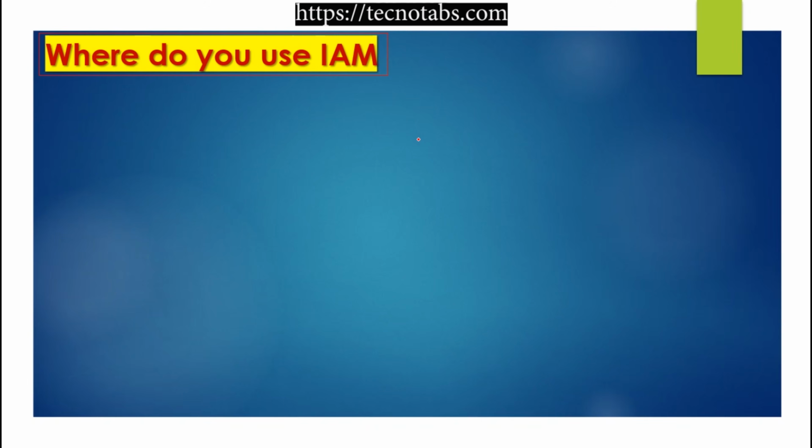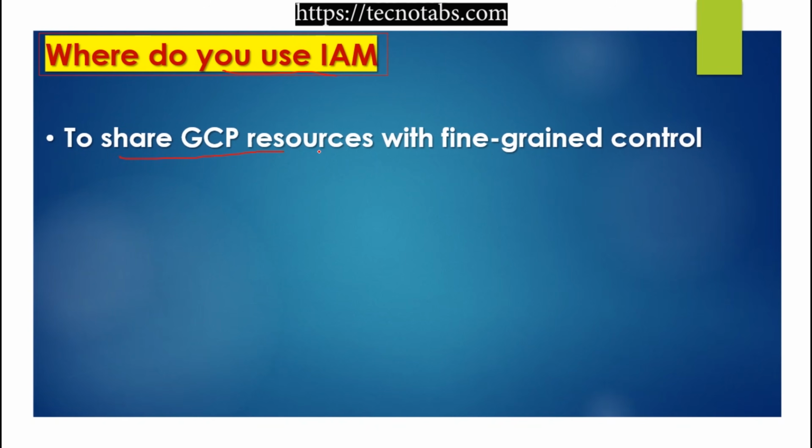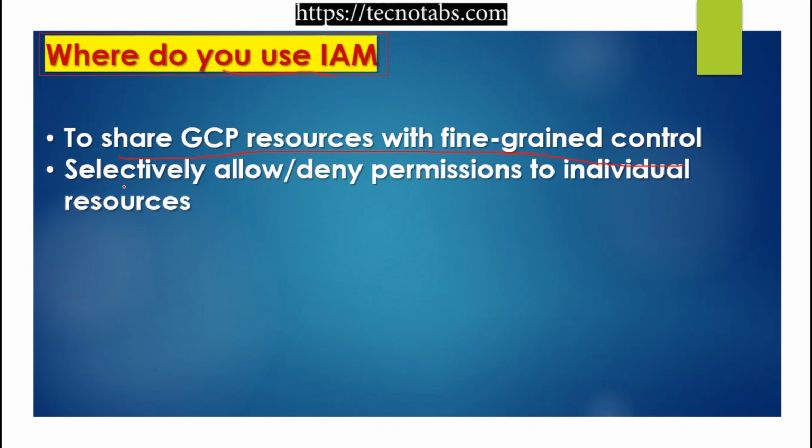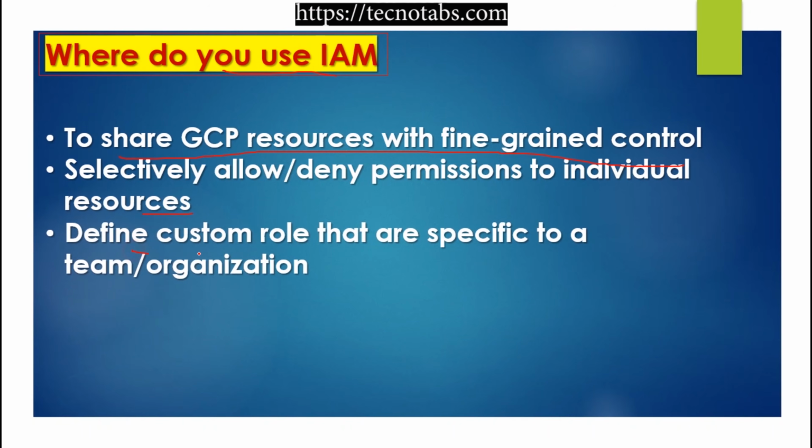It's time for us to understand where to use the IAM services. To share GCP resources with fine-grained control, we use IAM, right? To selectively allow or deny permission to an individual resource, we use IAM. And to define custom roles that are specific to a team or organization, we can achieve this by setting up custom roles, and along with that Google provides some predefined roles that are the primitive roles and the custom roles that we define.